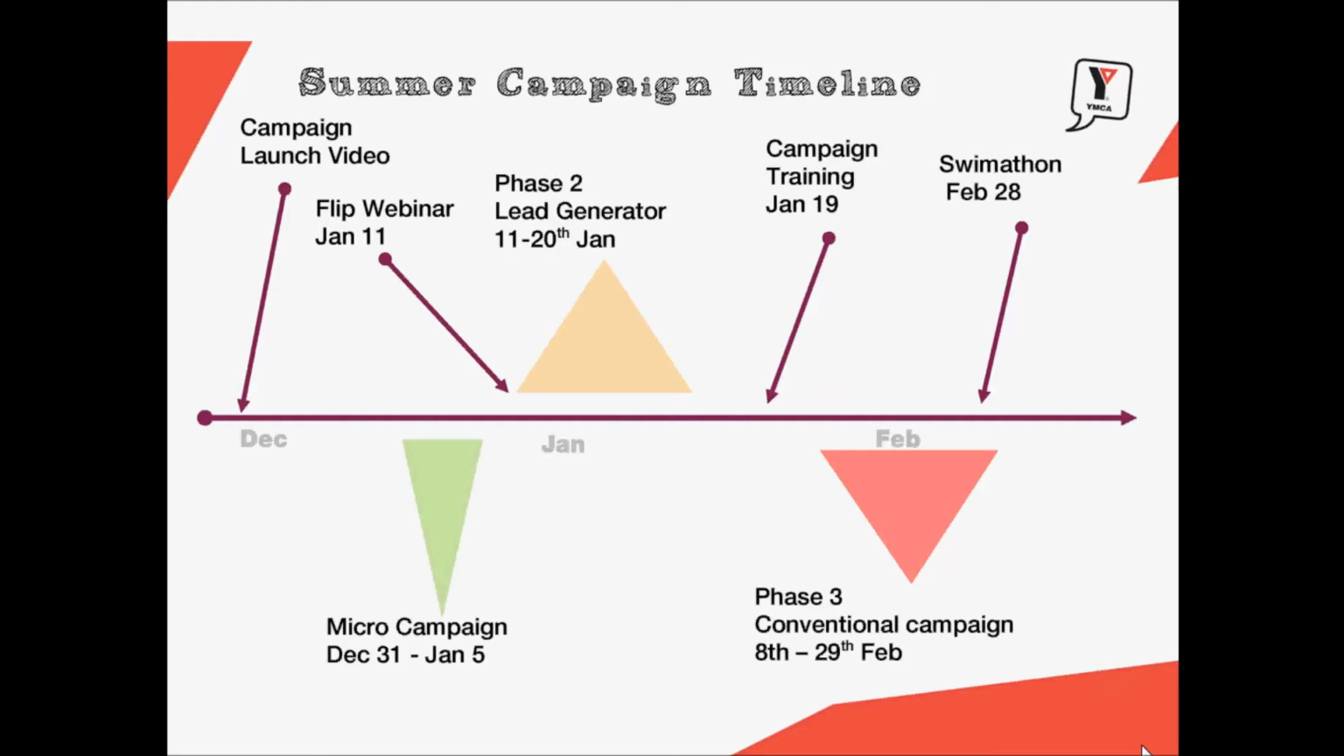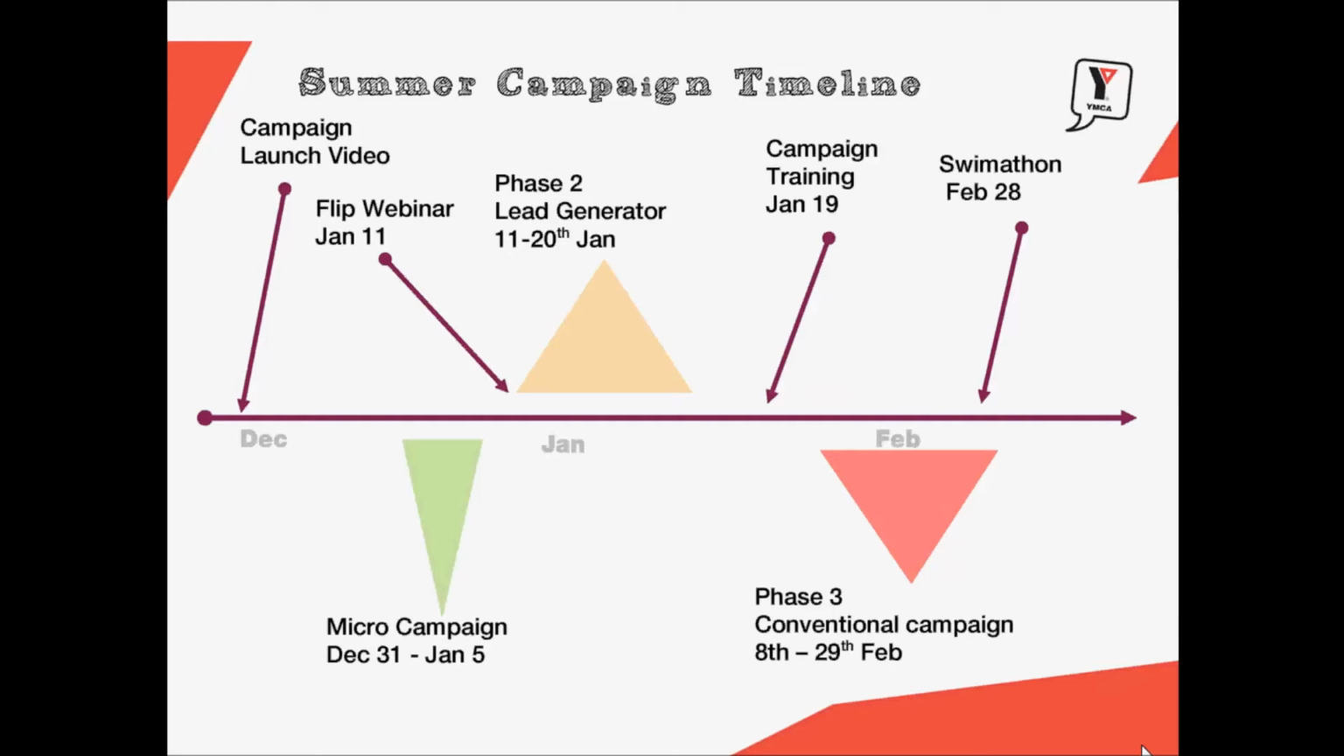Our phase 2 lead generator runs from the 11th through to the 20th of January. Then we've got a bit of a breather before we jump into phase 3, which is the main part of the conventional campaign. This is the campaign that you're most familiar with. Runs for 3 weeks, with the option to extend, which I'll discuss a little bit more in a moment. At phase 3, hopefully you will have generated a whole bunch of leads and gathered data in phase 2, and you'll be able to close out many of those. So they're the main components for the campaign.